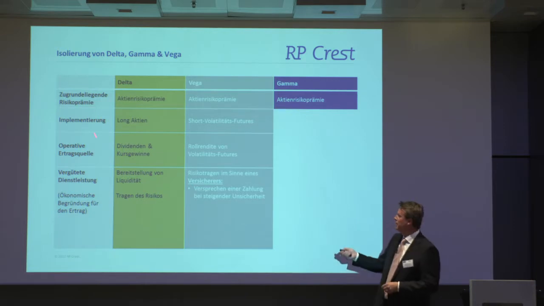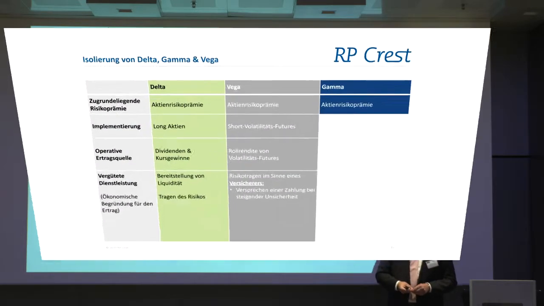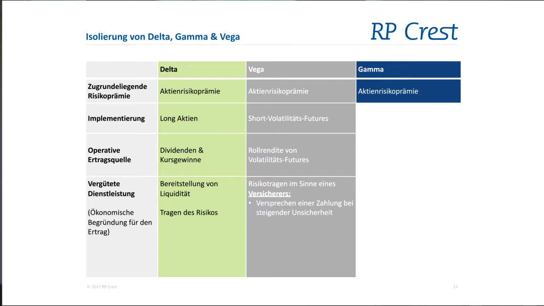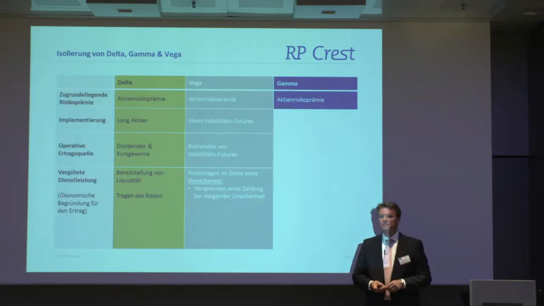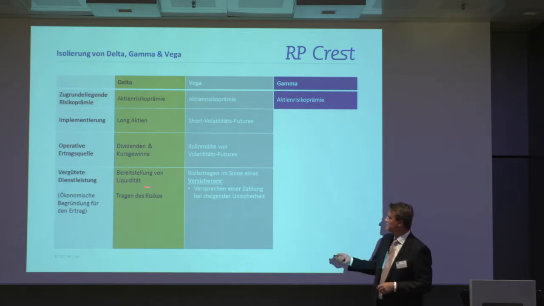Your operational source of income now is the return earned by the future rolling along the term structure of volatility futures. And a point that I would like to stress now in particular is what is the service we are providing hereby. Two observations that I want to point out.